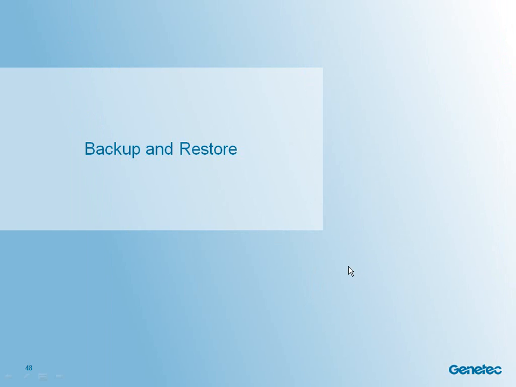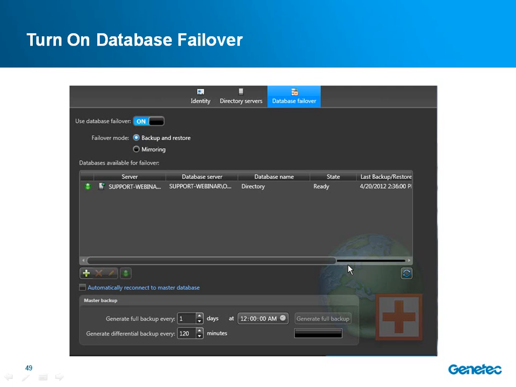We're going to move on to the configuration for the database failover, starting with the backup and restore mode. Now, in order to use the database failover, you have to switch the option to on in the database failover list here. You can use the directory failover option just for load balancing without having the database failover option enabled if you would like. Below that, we have our two modes, backup and restore, and mirroring.